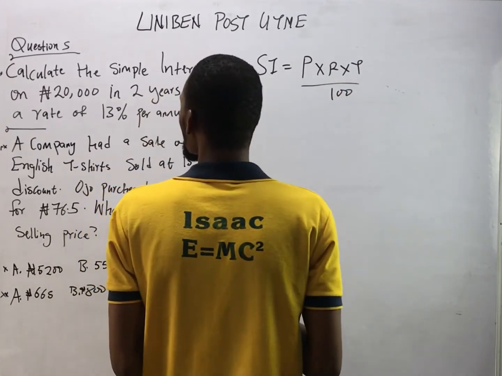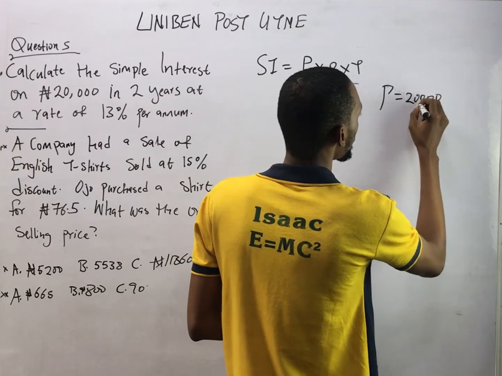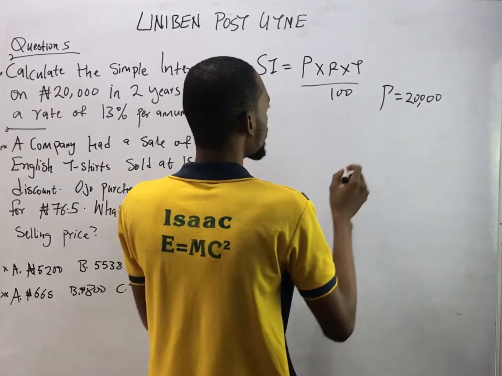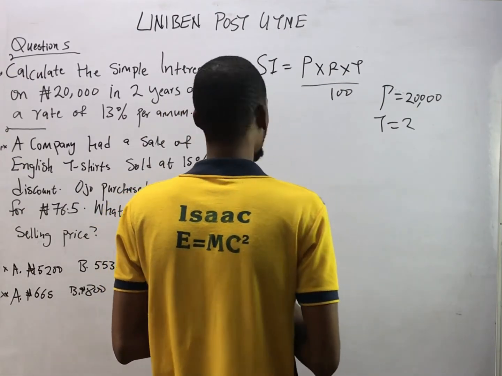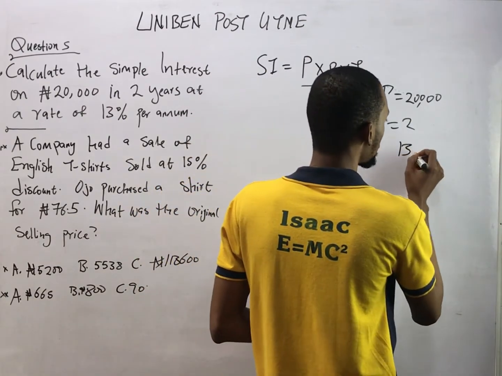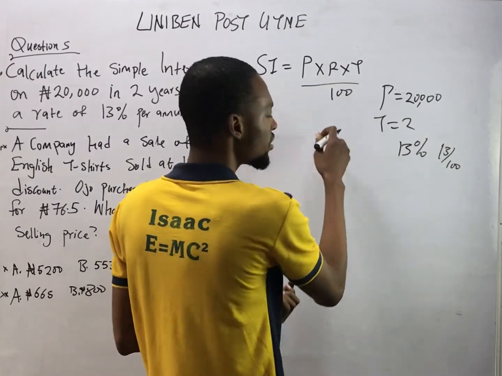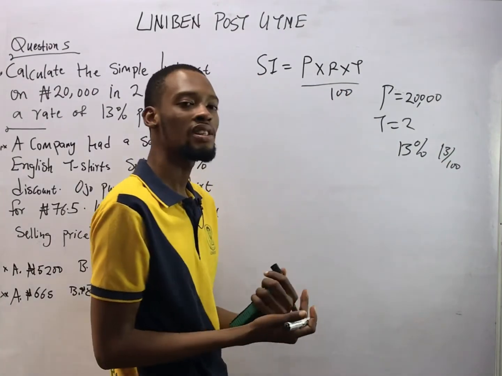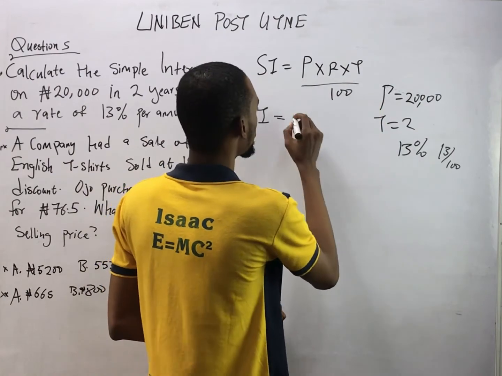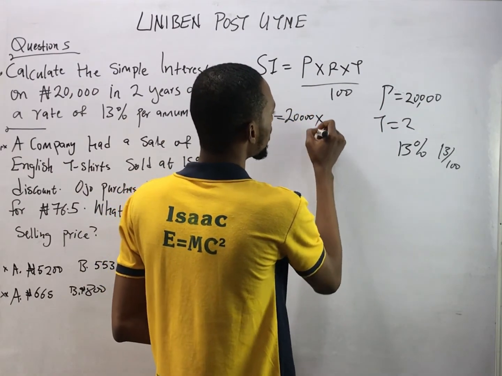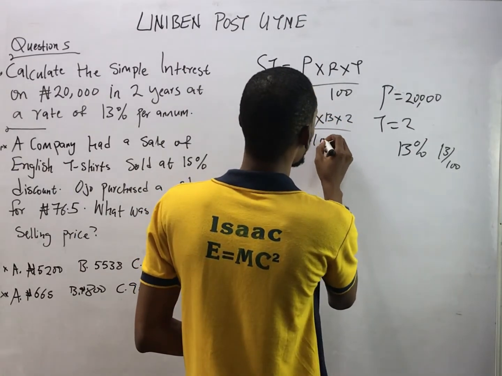Now, the simple interest on 20,000 naira. So that's the principal. P is equals 20,000 naira. Then time T is equals to 2 years at a rate of 13% per annum. So 13% per year. 13% or 13 over 100. So this 100 is already compensating for the percentage. You simply substitute into the formula and get your answer. So simple interest is equals principal 20,000 times rate 13 times time 2 all over 100.